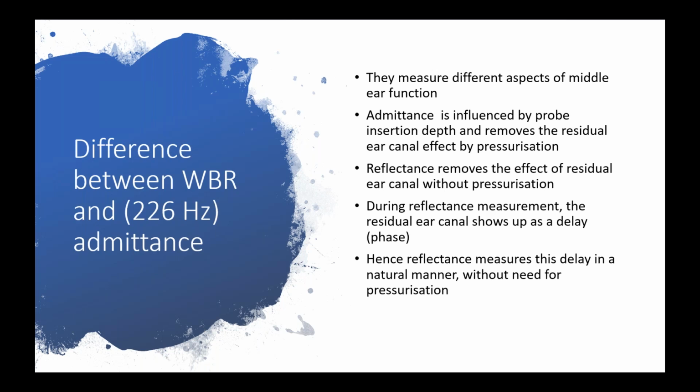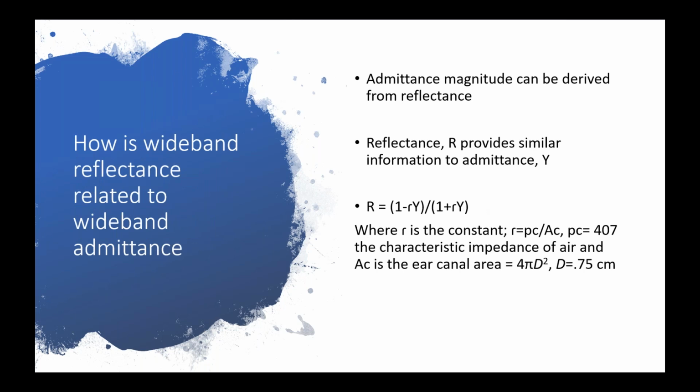So with the wideband reflectance, we can derive the admittance magnitude as well. So the two aspects that can be measured, one is the admittance magnitude, the other one is the phase angle. So reflectance is a complex mathematical equation that contains both the reflectance magnitude as well as the phase angle.